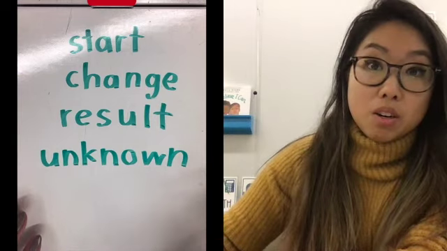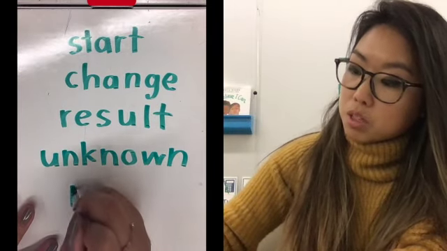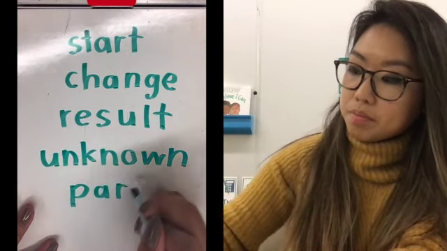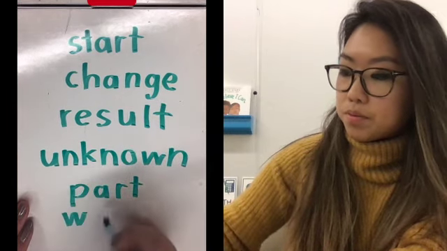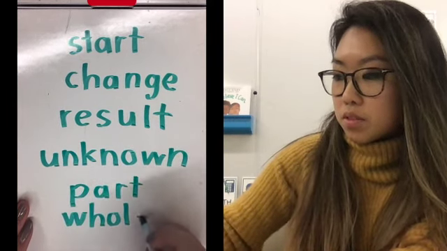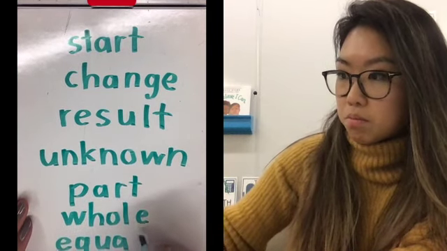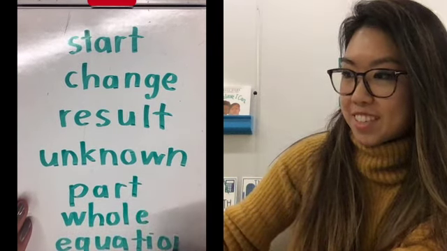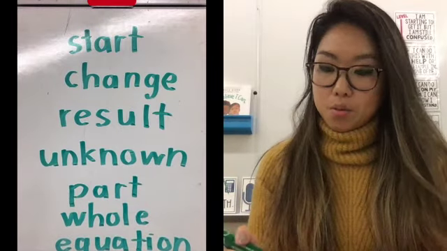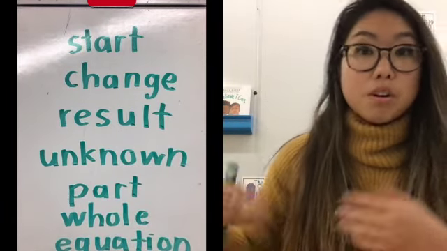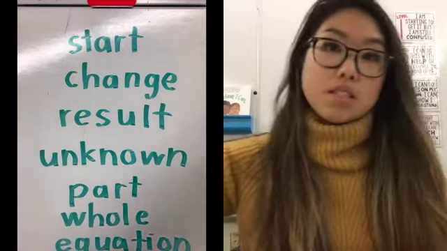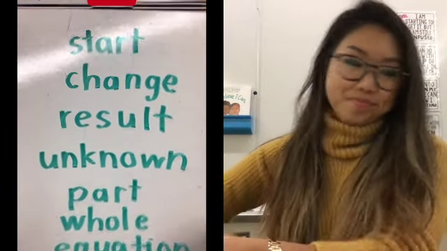When we're thinking about equations, we can also think about the words part, whole, and equation. There's a Q in there. You can't see the bottom of it, but when we think about all these words, we're really going to be able to solve this word problem successfully. So let's get started. This is the first word problem I have.